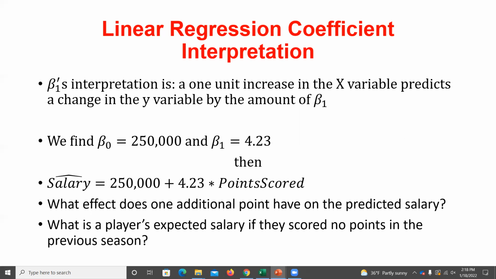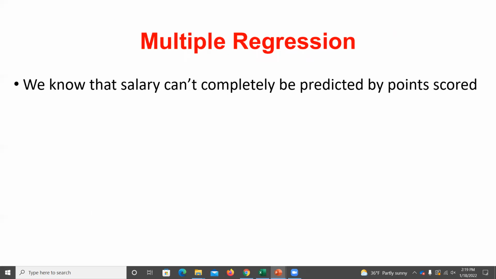Not only getting injured, but let's think about a sport like football. Points scored only matters for half the team. Well, it matters for the defense as well, but I'm unlikely to see nearly as many points scored by a defensive player as I am an offensive player. So there's probably a lot of other things that I want to account for here, right? So how can I do that? I can use multiple linear regression.